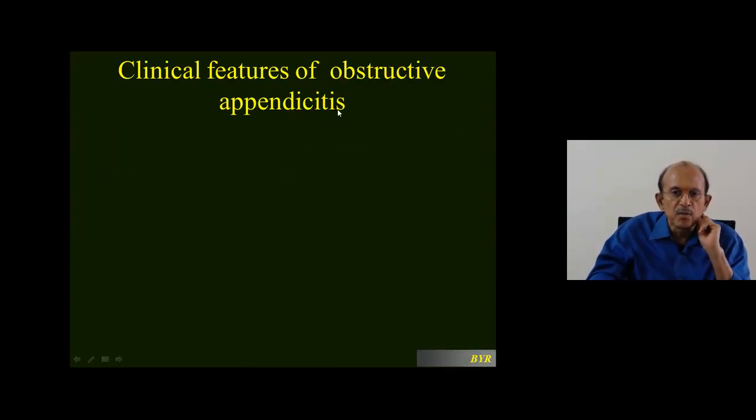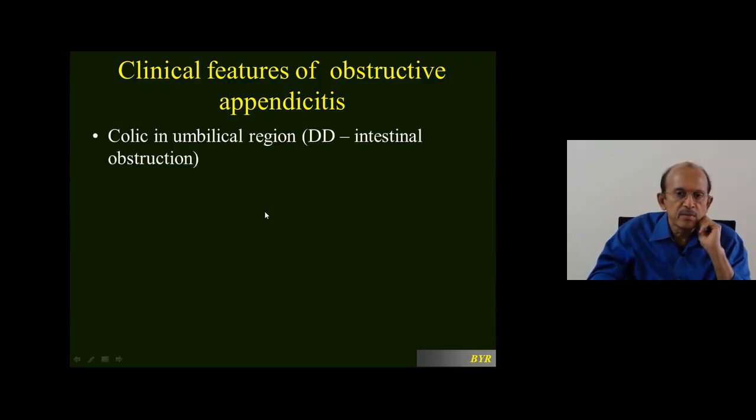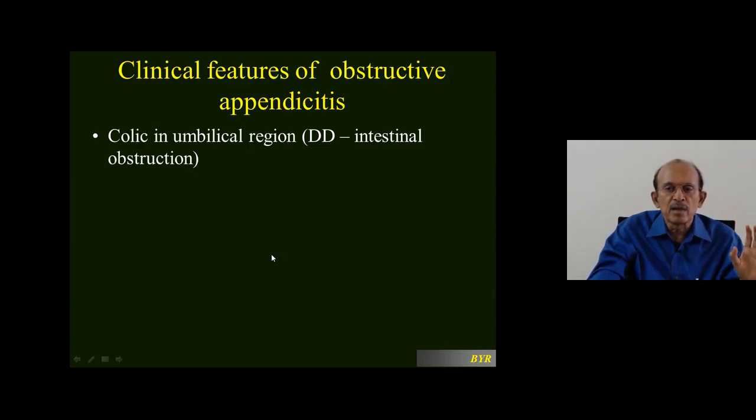Now let us study the clinical features of obstructive appendicitis. Obstructive, so there will be colicky pain. Where is the colicky pain first felt? It is felt in the umbilical region. So severe colicky pain in the umbilical region suddenly, we think of intestinal obstruction. Sometimes both will be confused.